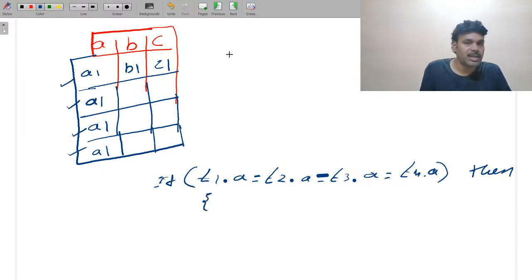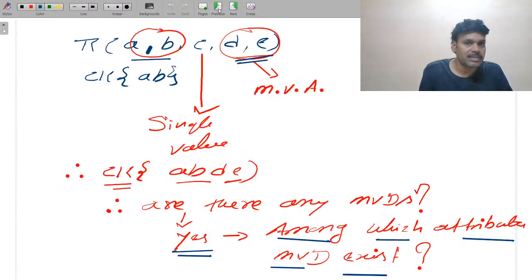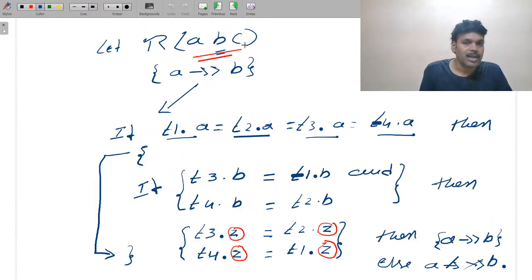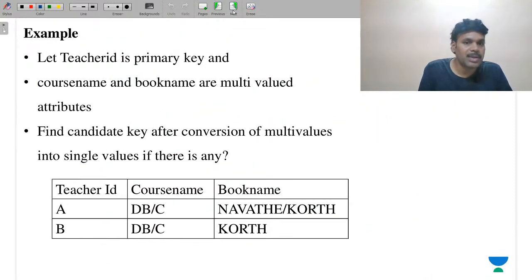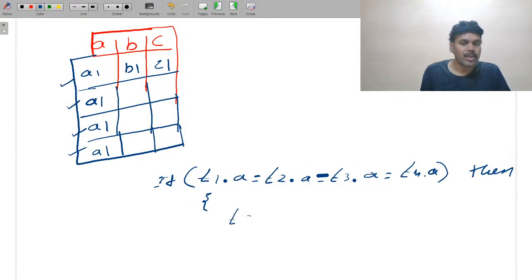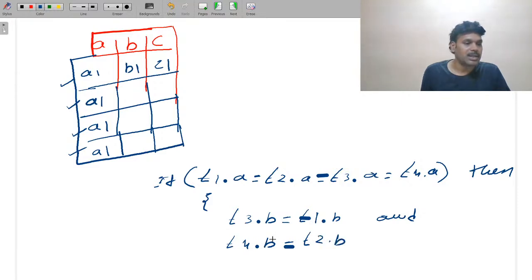What is the inner condition? Have a look at the inner condition. Tuple 3 dot B is equal to tuple 1 dot B, and one more is also there, that is tuple 4 dot B is equal to tuple 2 dot B. So let me write the values now. I am writing it like this: T3 is equal to T1.